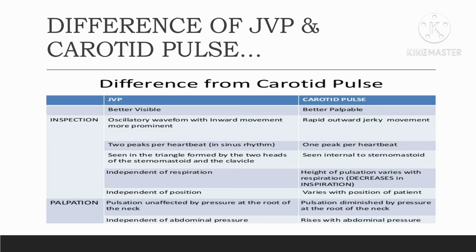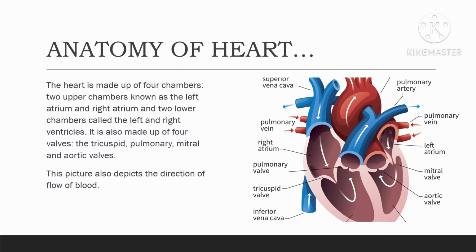Differences of the jugular venous pressure and the carotid pulse. The chart given below shows various differences found between the jugular venous pressure and the carotid pulse. These are both majorly found while inspecting or palpating the patient.